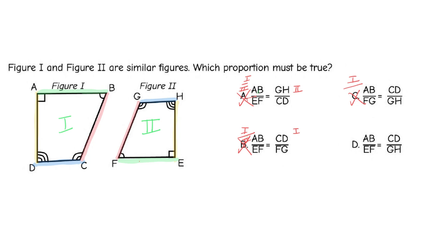D, I have AB, which is figure 1 in green, over EF, which is figure 2 in green. Second proportion, I have CD, which is blue in figure 1, over GH, which is blue in figure 2. So D would be the correct proportion. So the sides must match up and what figure it matches up on. So if the first proportion has figure 1 on the top, the second proportion has to have figure 1 on the top.